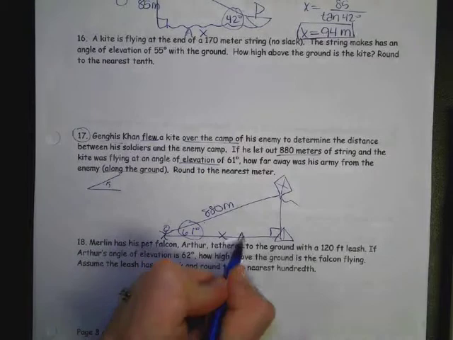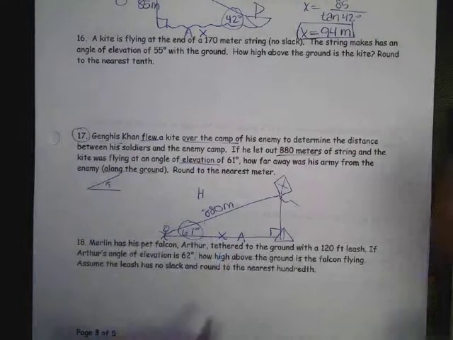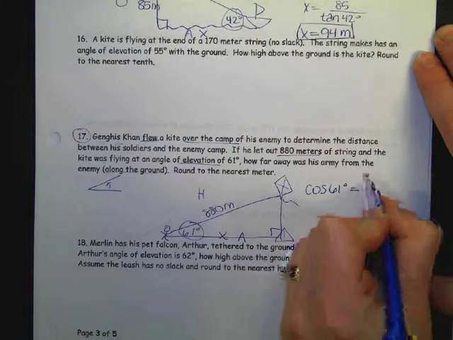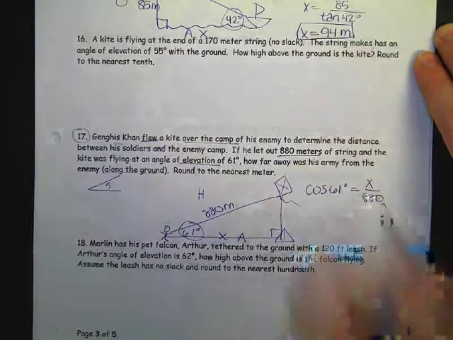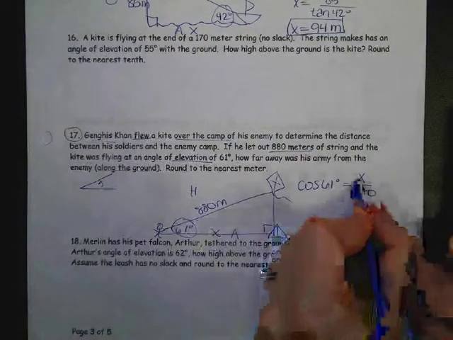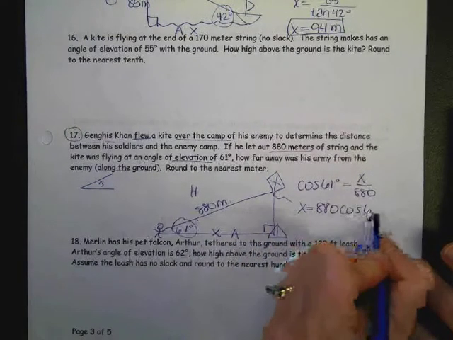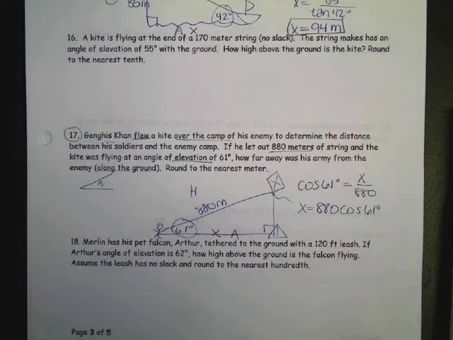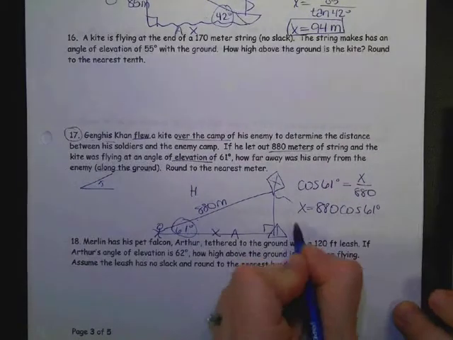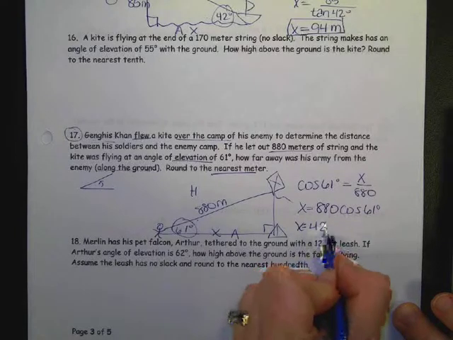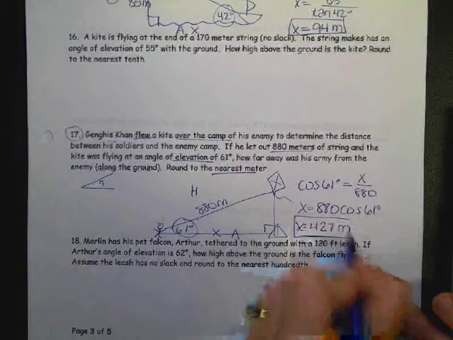So in relation to our angle, we have the adjacent side and the hypotenuse, which tells me to use cosine of my angle, 61 degrees, equals A over H, which would be X over 880. Since X is on top, we're going to multiply, so 880 cosine 61 is what we're finding. Rounded to the nearest meter becomes 427 meters.